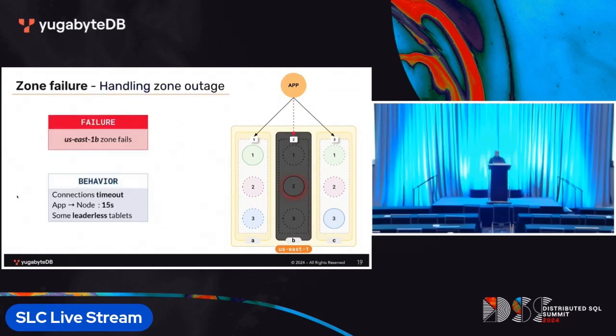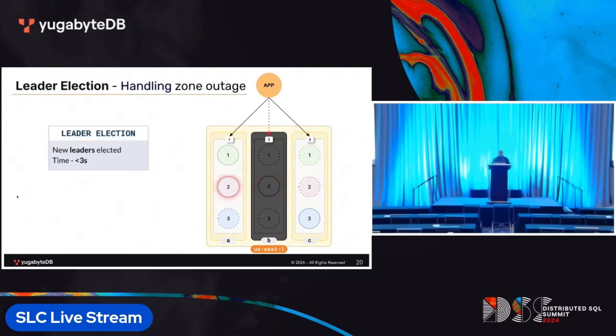And let us say, for example, that on a given day, the zone East 1B fails. Now all the nodes in that zone become inaccessible, so the leaders in that zone are not available. The connections to these nodes in that particular zone will start timing out. And all the nodes keep heartbeating each other to check if the nodes are alive. It happens twice every second.